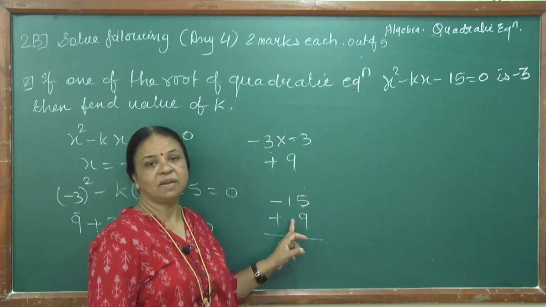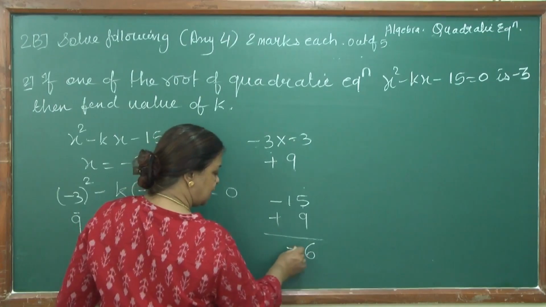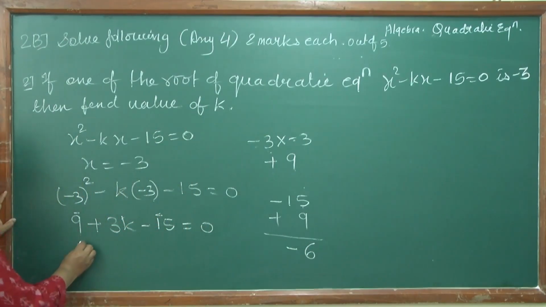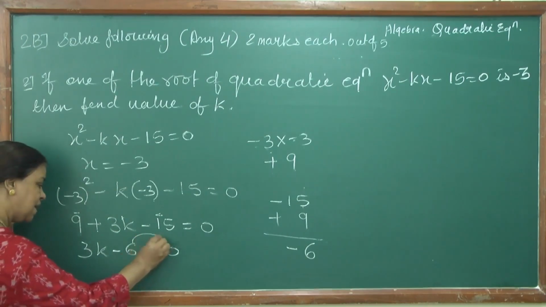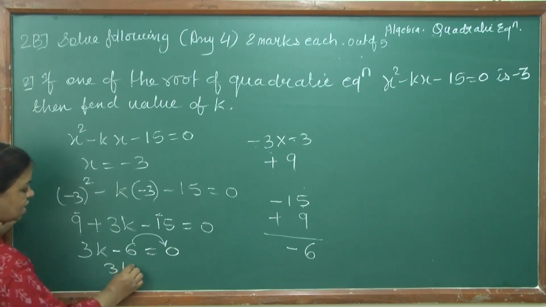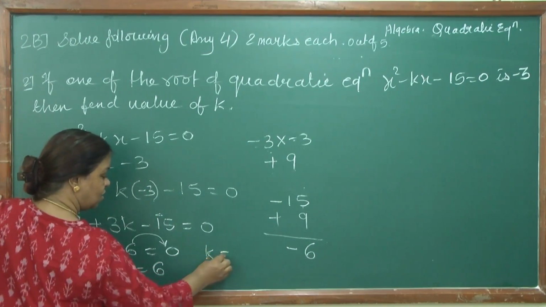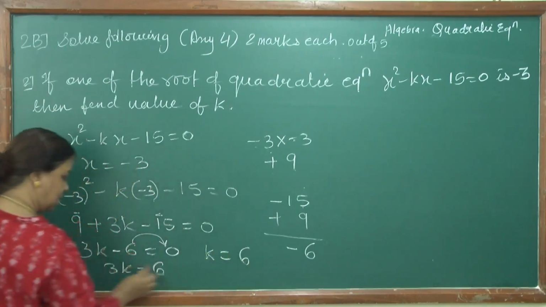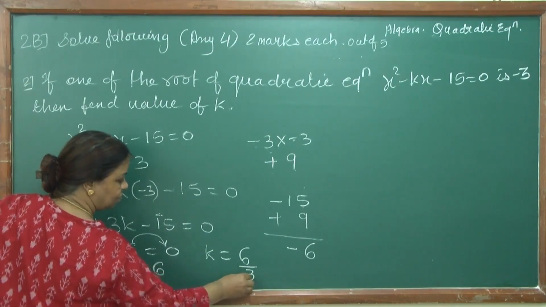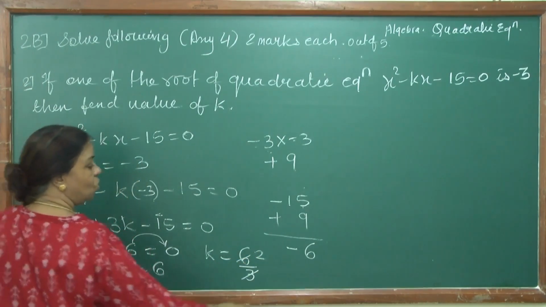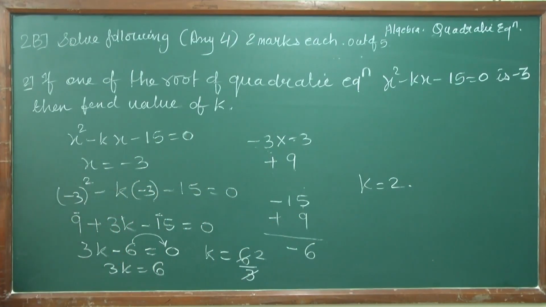So 15 minus 9 is how much, children? 6. What will be the sign? Minus. So I will get 3k minus 6 equal to 0. Now this minus 6 will come here. So 3k is equal to plus 6. I want the value of k. So k is equal to 6 is there. This 3k equal to 6 is there, na? 3 I will bring here. 3 2s are. So you got k value as 2. You can pause and you can solve, children.